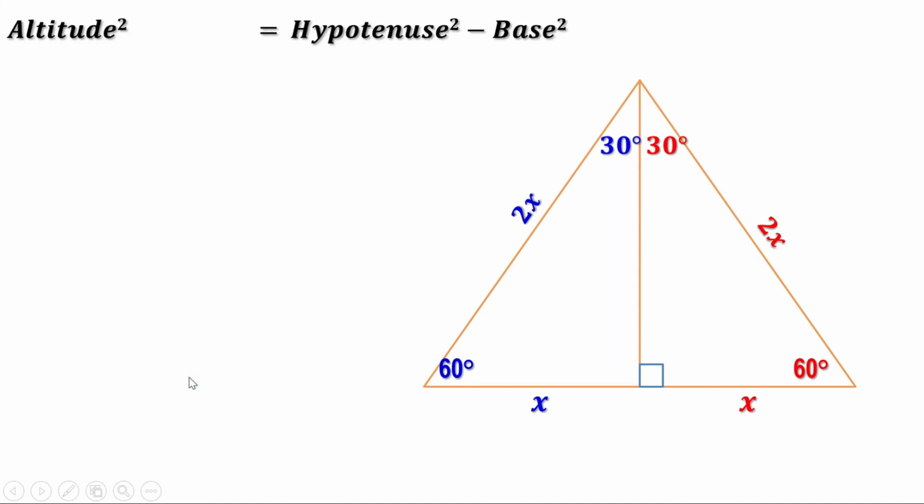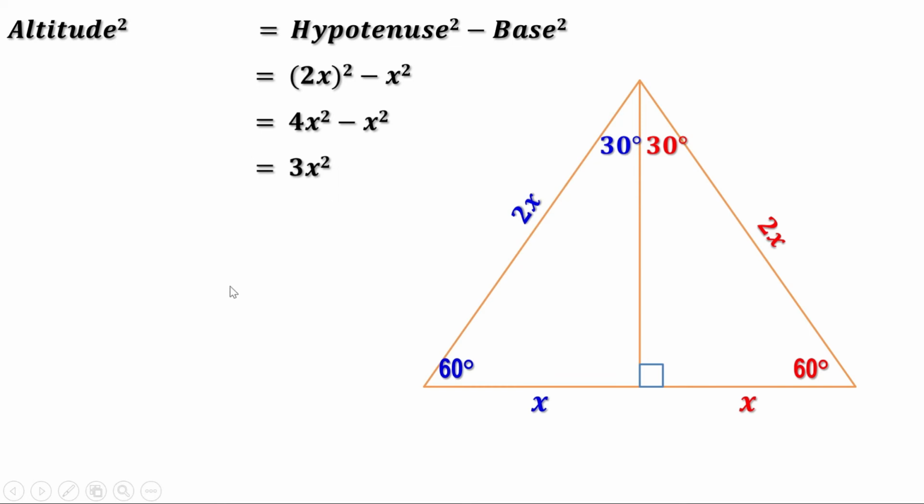We know altitude square equal to hypotenuse square minus base square. Here hypotenuse is 2x and base is x. So this can be written as 2x whole square minus x square. 2x whole square is 4x square. So this can be written as 4x square minus x square. 4x square minus x square equal to 3x square. Altitude square equal to 3x square.